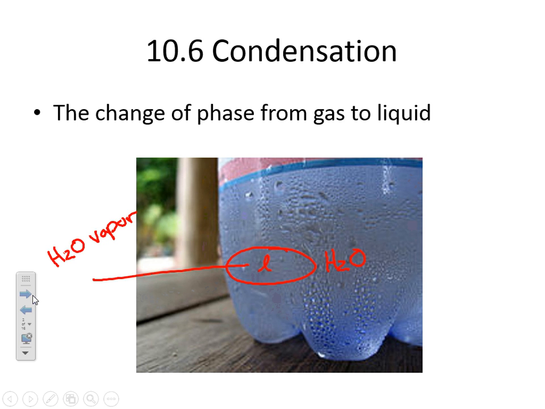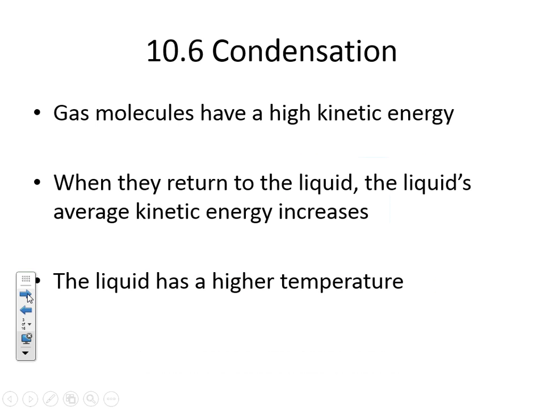Remember, if you go from a gas to a liquid, the molecules release energy. In condensation, the gas molecules have a high kinetic energy. Remember, that's energy of motion, so those molecules are moving all over the place. When they return to the liquid, the liquid's average kinetic energy increases, and that liquid is going to have a higher temperature. So that energy goes into the liquid and increases the temperature.